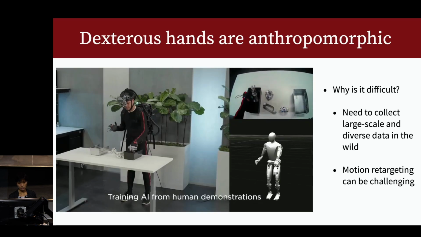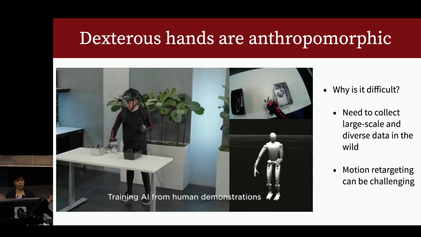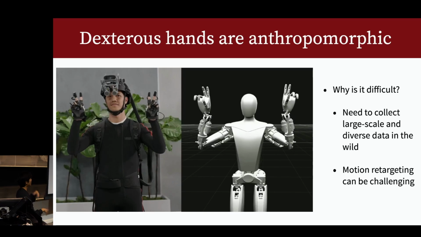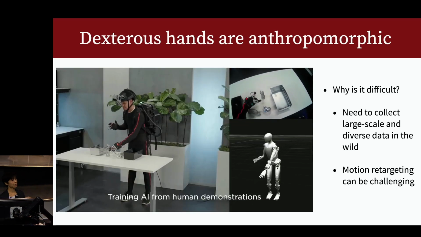So for example, how do we scale up demonstration collection from humans? And also, how do we actually retarget the human demonstration to the robot to overcome what people usually call the embodiment gap?